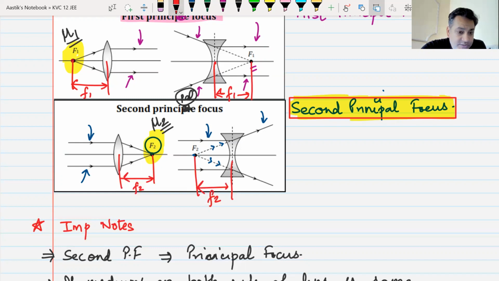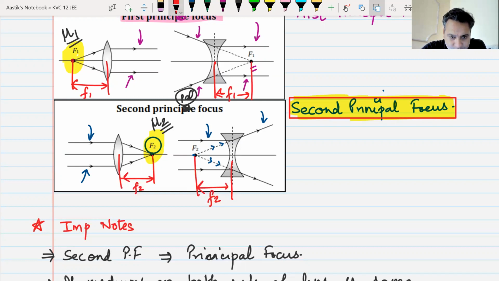Sir, why do we always use the second principal focus? We'll come to that, don't worry. Right now, just understand it and note it down. We have not yet gone into the lens formula, the lens maker's formula. Once we get into the lens maker's formula, we will understand it. Shall we move on?